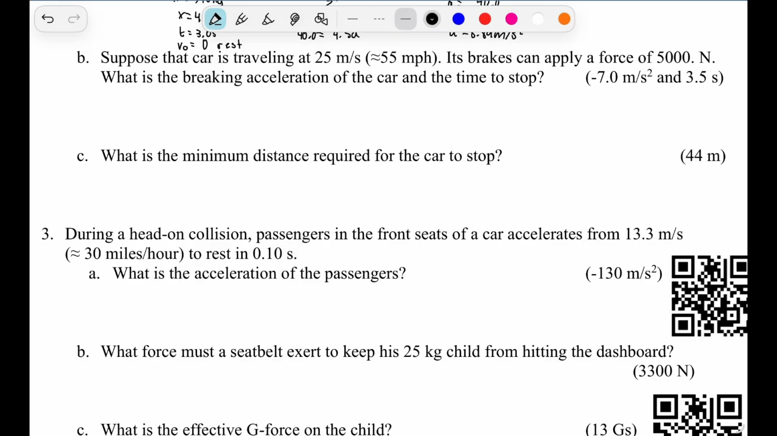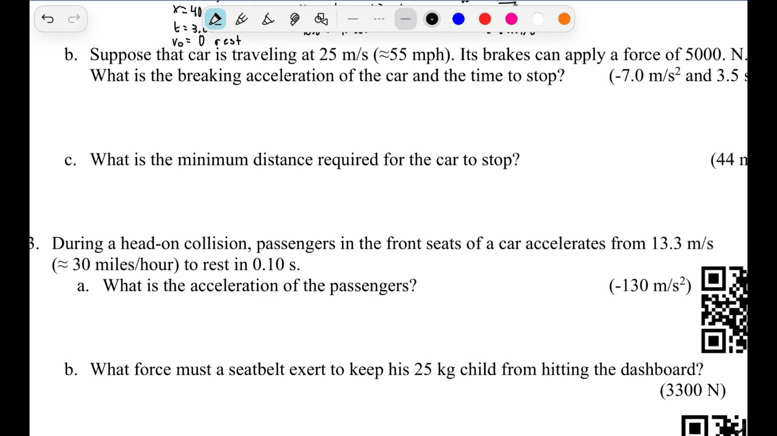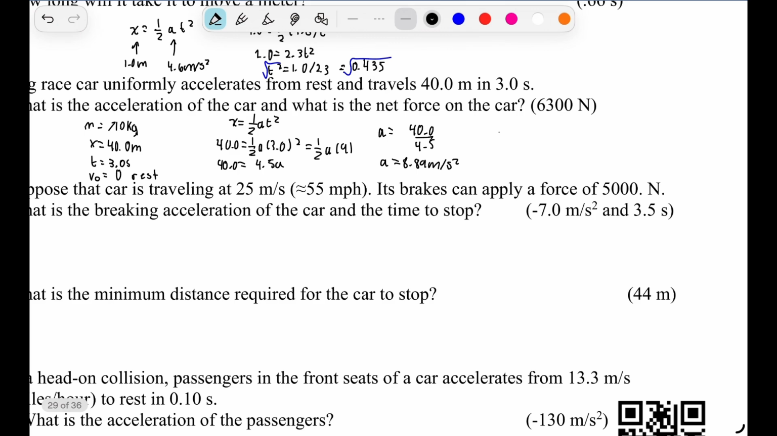Now, suppose the car is traveling at 25 meters per second. Its brakes can apply a force of 5,000 newtons. What is the braking acceleration of the car and the time to stop? So, we know that above we also have to find what the net force is. So F is equal to ma. Plugging in, we have F is equal to 710 kilograms times 8.89 meters per second squared. This is going to be 6,310 kilograms times meters per second squared, which is equal to 6,310 newtons, which is approximately 6,300 newtons.